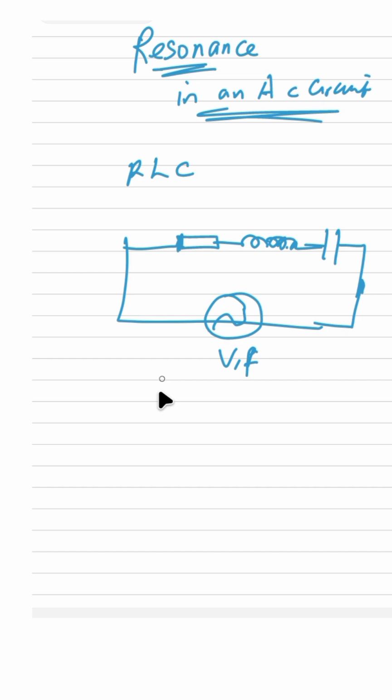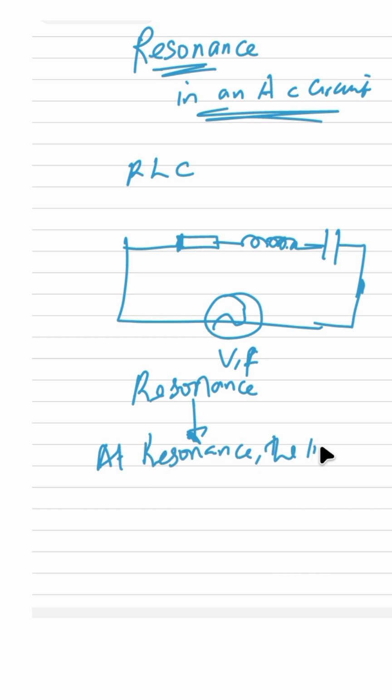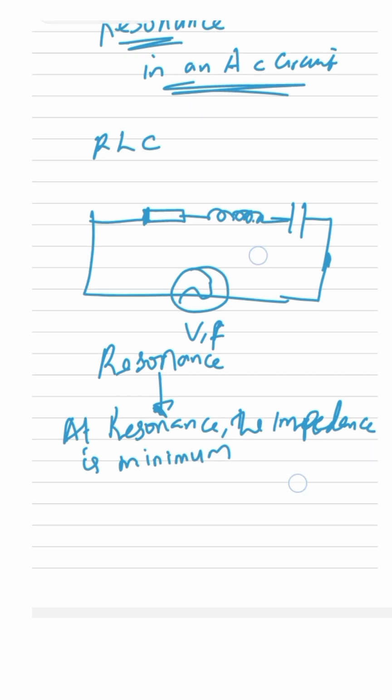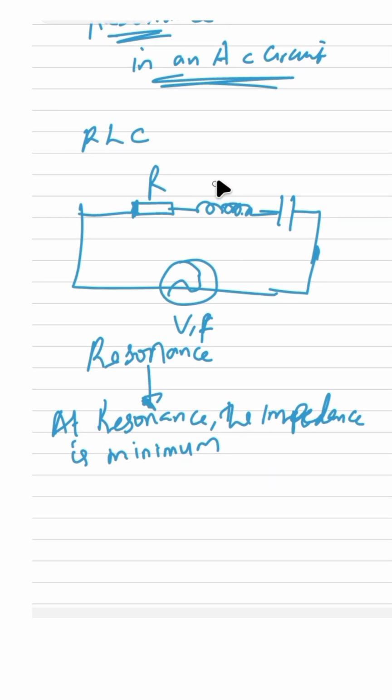Now at resonance, you want to know when the current will be maximum or when the current will be minimum. So at resonance, the impedance is minimum. Take note, at resonance, I'm going to tell you why the impedance is minimum. Now see why it is minimum here. This is the resistor. This one will offer XL. This one will offer XC. These two will combine as XL minus XC.